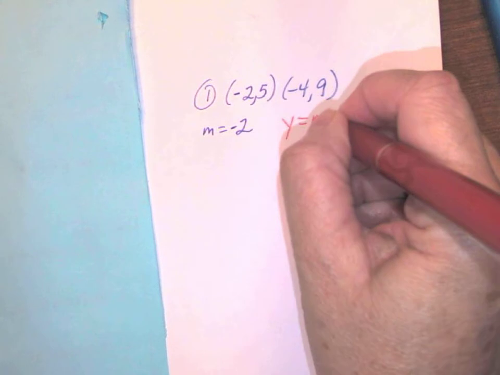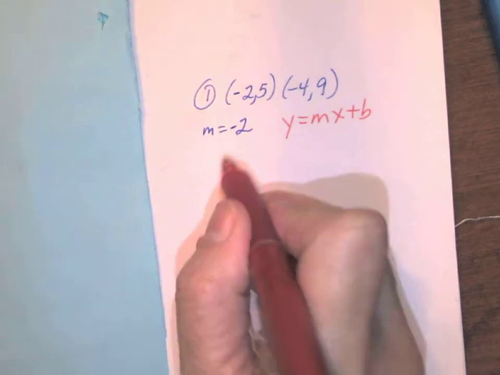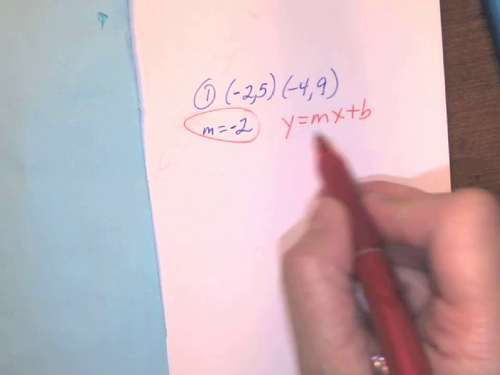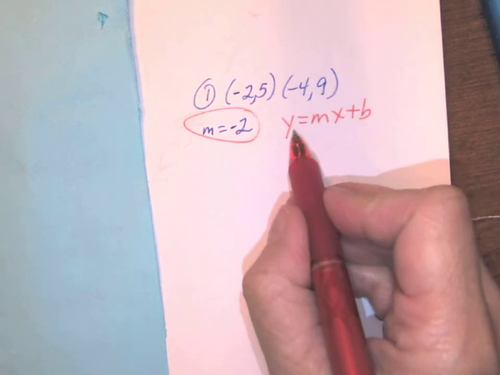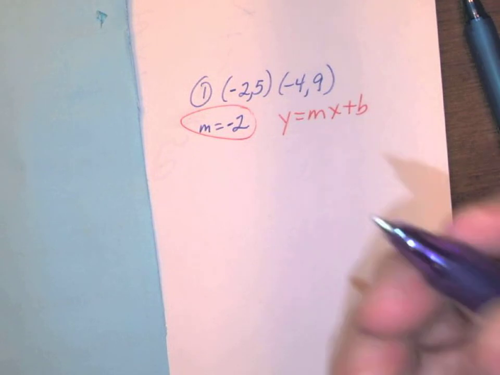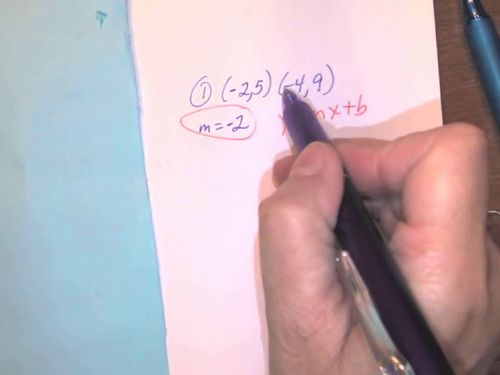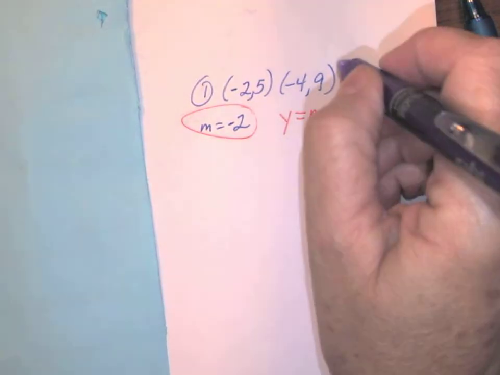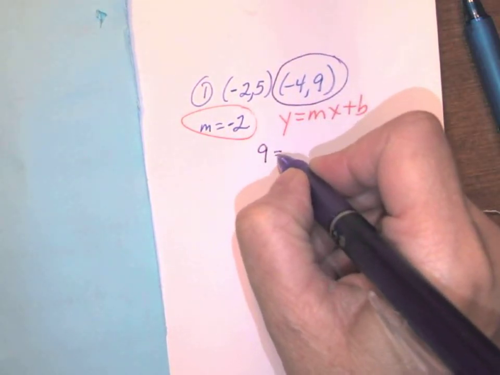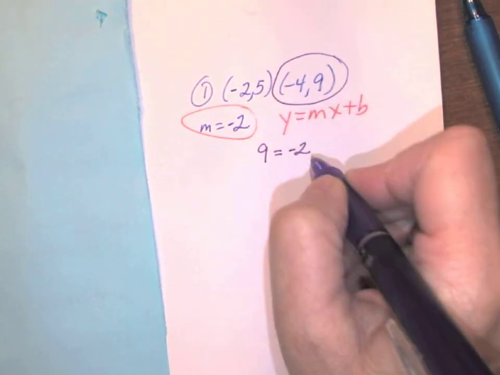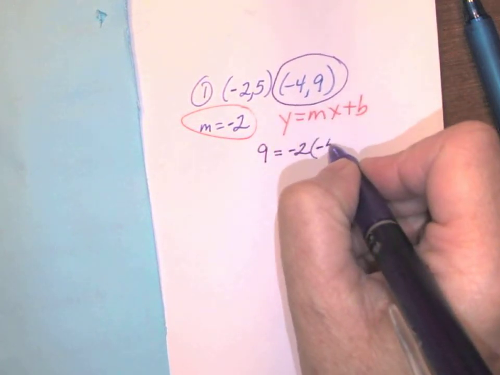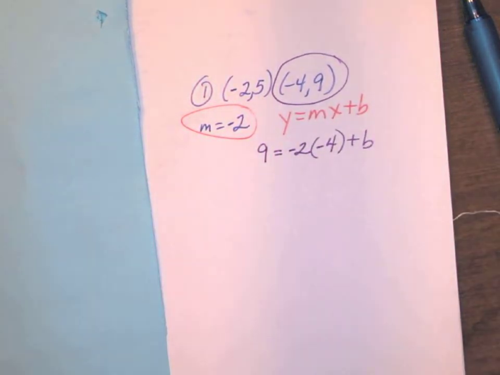We know y equals mx plus b. I know m, don't I? So really, if I knew b, I could write y equals mx plus b. What if I could plug in everything but b and solve for b? Well, I can, because I have an x and a y. I don't care which one you use. Just for fun, let's use this one. Let's let 9 be the y. Let's let negative 2 be the m, because that's what m is. Let's let negative 4 be the x. The only thing I don't know is b.